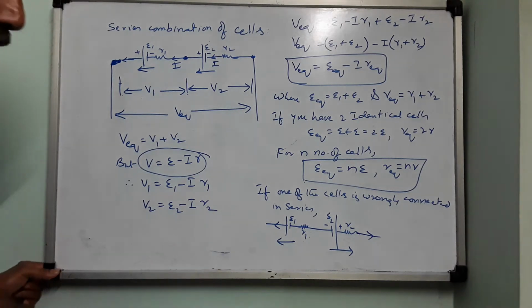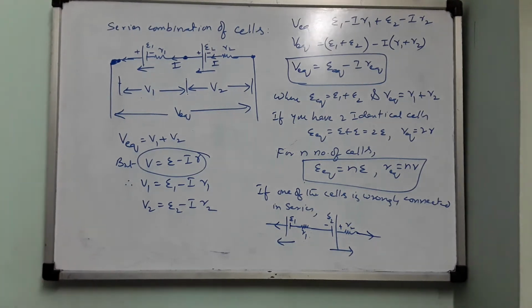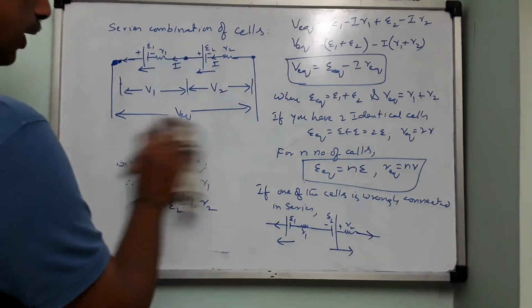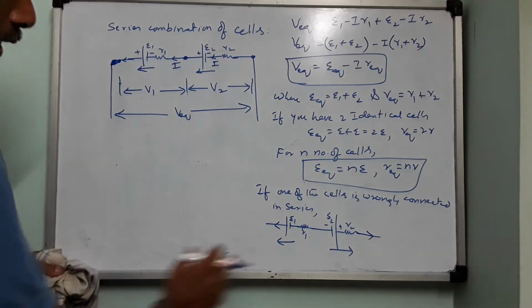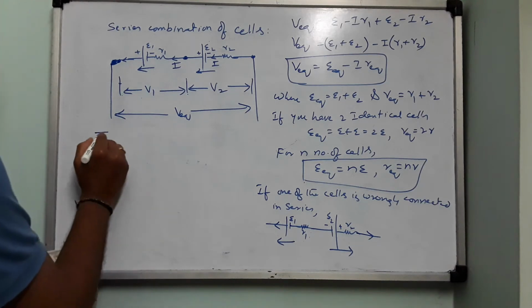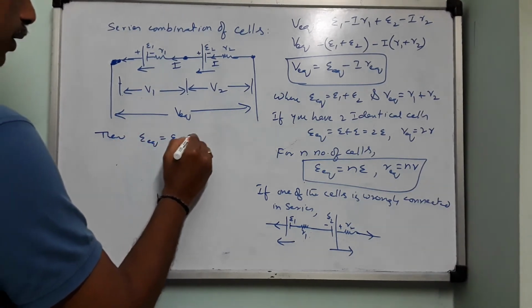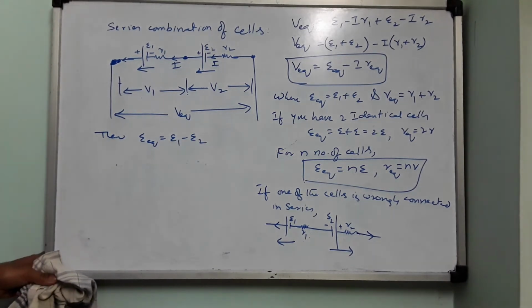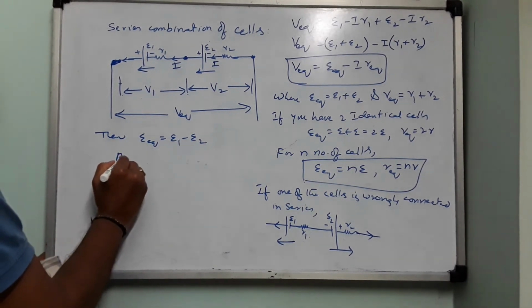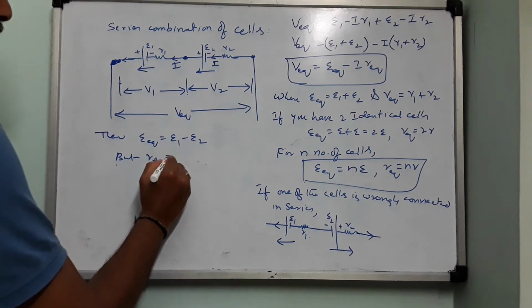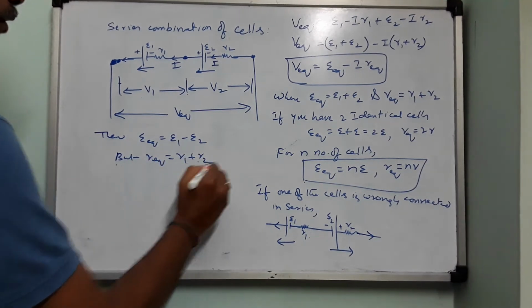If there are two non-identical cells, then what will happen? Continuation of this one, then E equivalent equals E1 minus E2. But notice, children, R equivalent still remains as R1 plus R2.